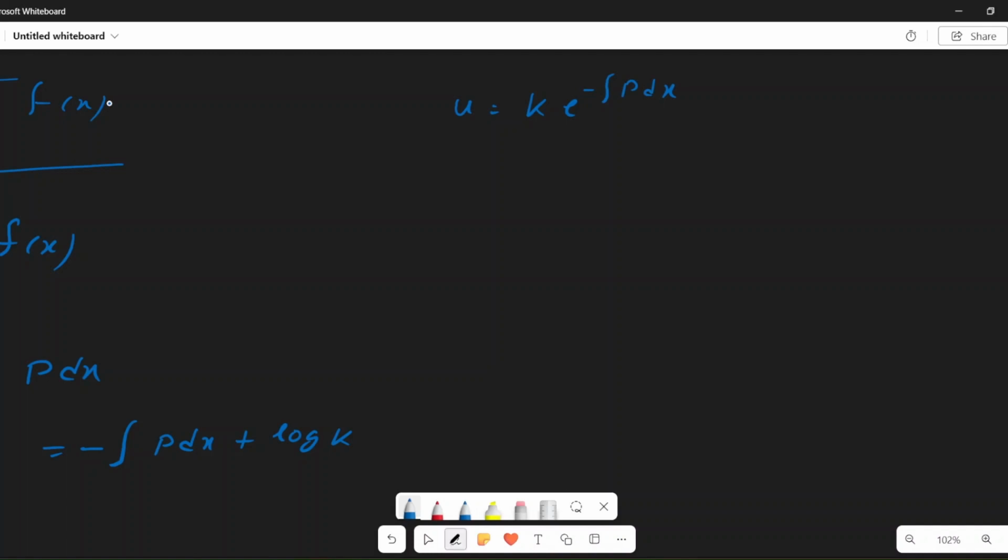We got the value of u. Now let's find the value of v. We have that dv is equal to f(x) by u dx. This value can be written as 1 by k. e to the power minus p dx can be written as e to the power integration of p dx, the minus will be omitted, and that into f(x) dx. So we have found u, and we have found dv.